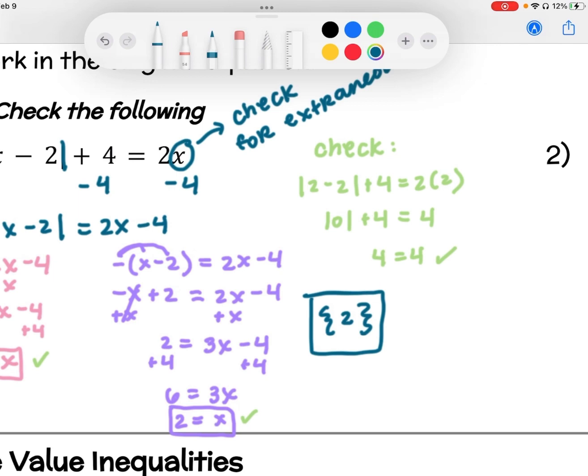And you can see that written as x equals 2 or 2 in the curly brackets. Either way, just know that it's 2.